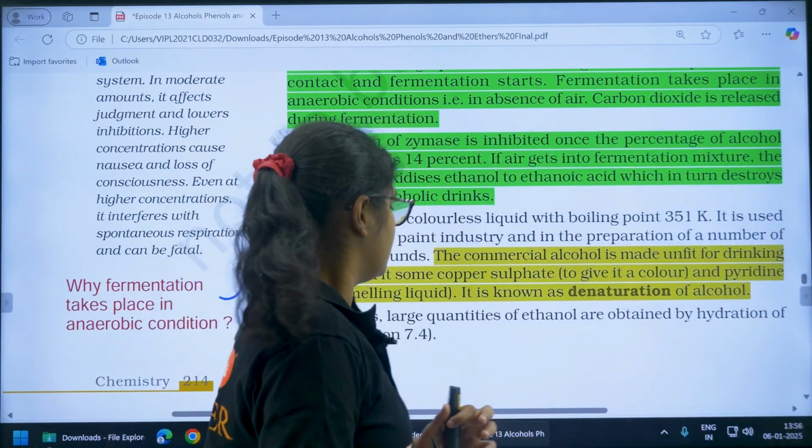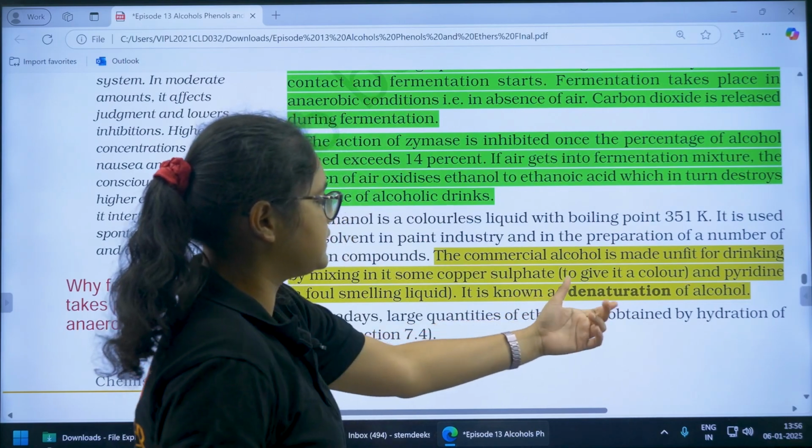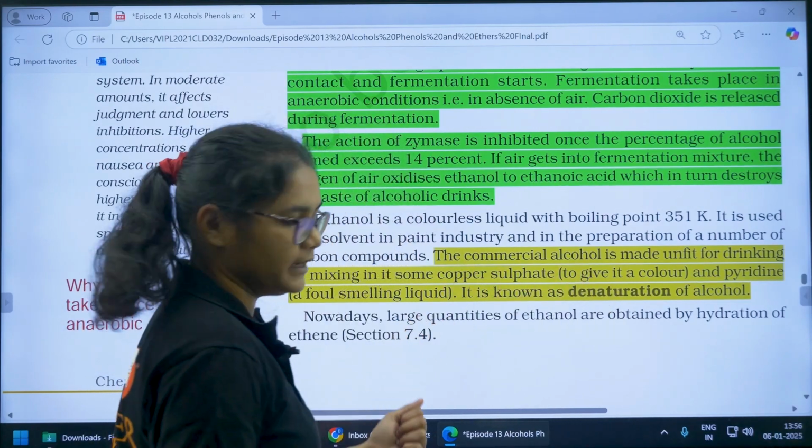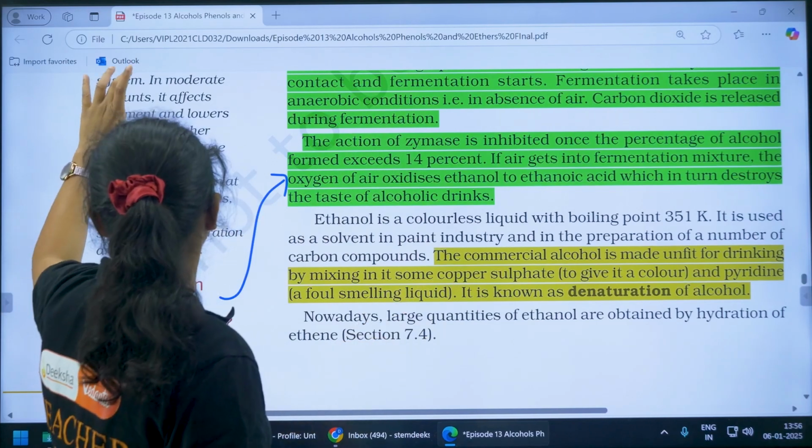Next, moving forward, what is denaturation of alcohol and how is it done? By adding some copper sulfate and pyridine. This is also an important question.